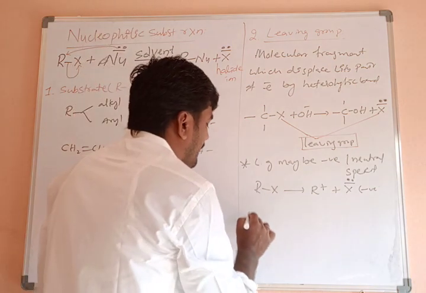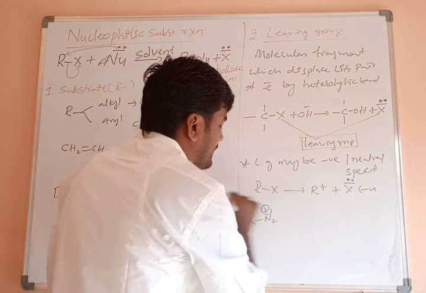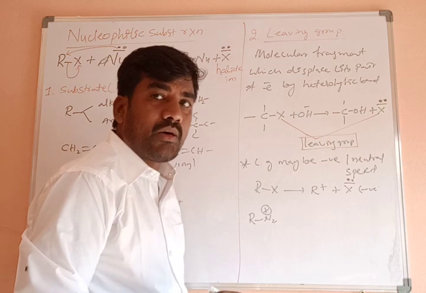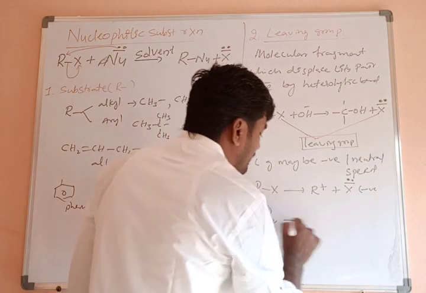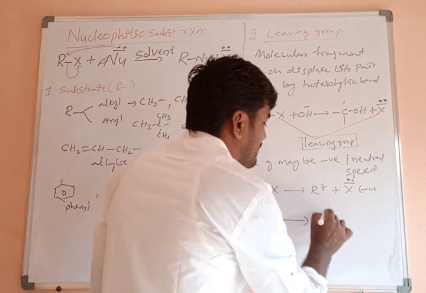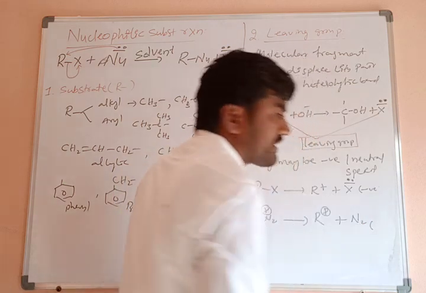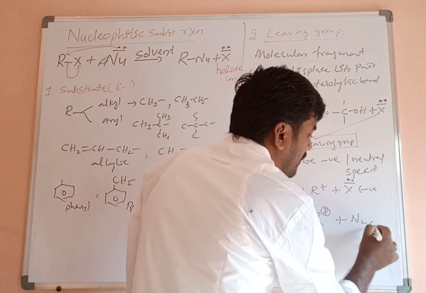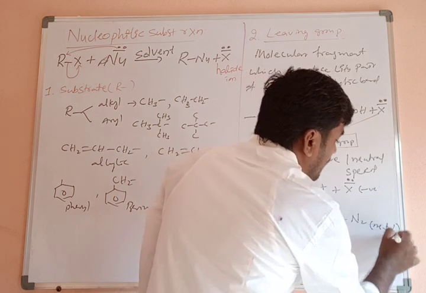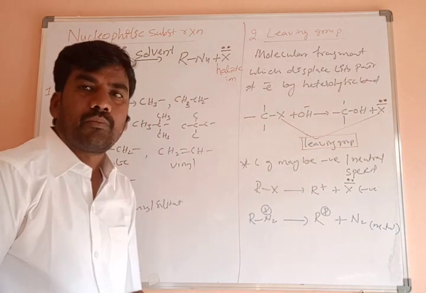And a neutral one: RN2 plus. This is a highly unstable compound; it undergoes cleavage to form a carbocation plus N2. There is no charge on the nitrogen molecule, so it is a neutral leaving group.